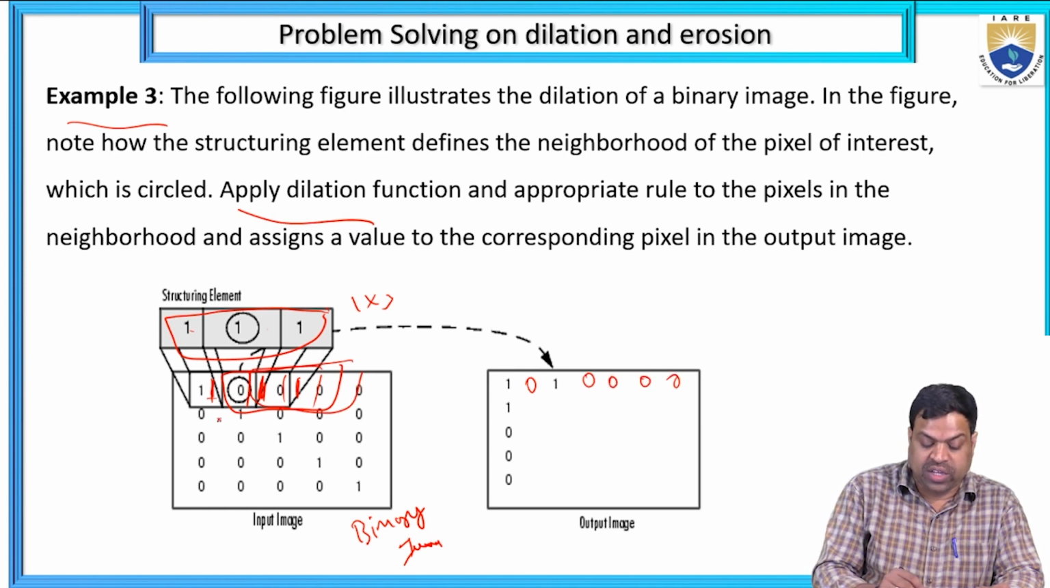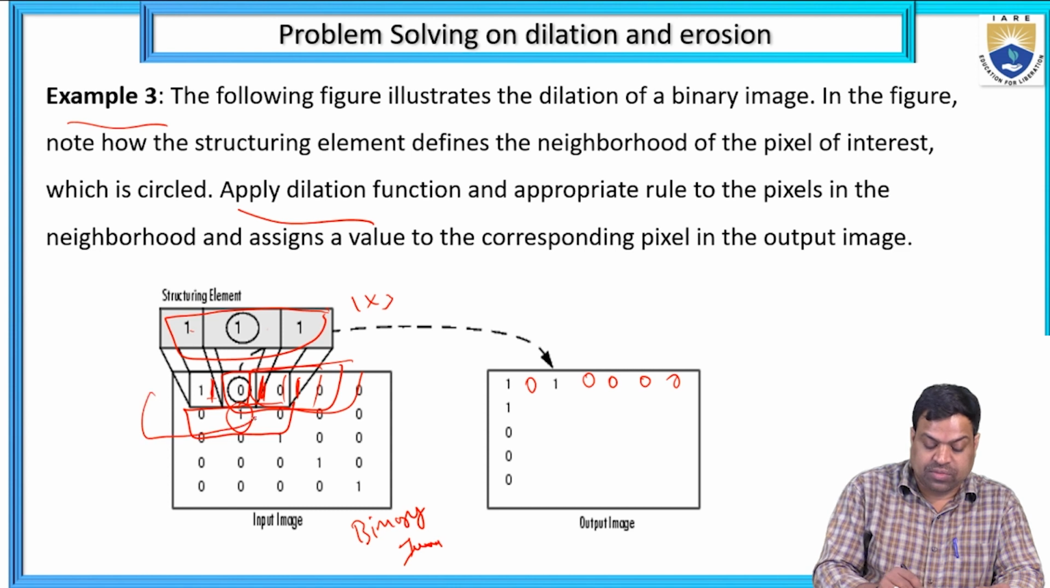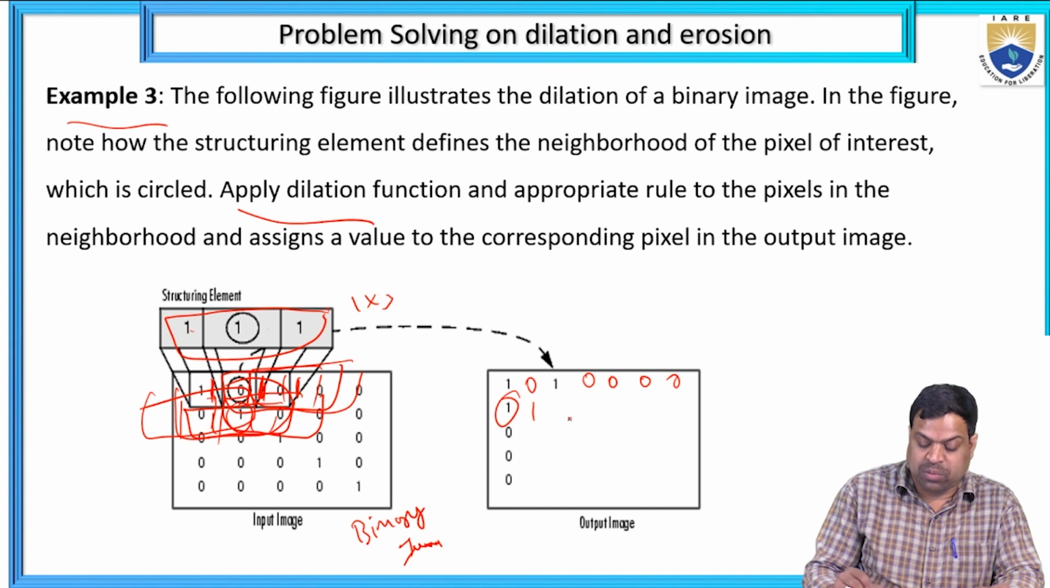If here I am taking 1, 1, 1, is it mapped? Yes, it is mapped. 1, 1, 1, mapped. 1, 1, 1, is it mapped? Yes, it is mapped. Here 1, 0, 0, mapped? Yes, mapped. Next 0, 0, 0, no mapping. So 0, 0, 0, no mapping.